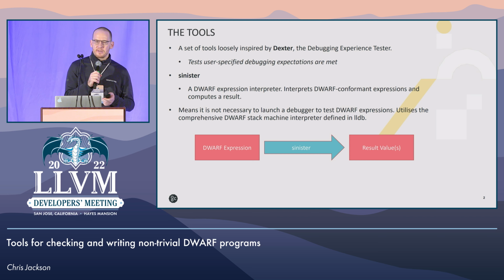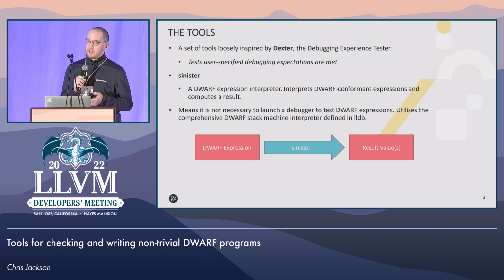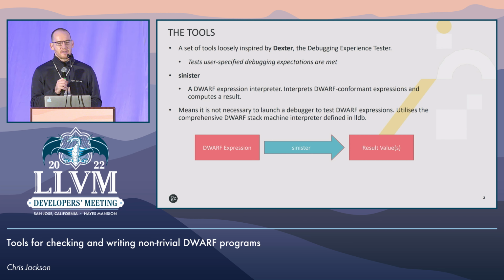The tools are loosely inspired by an existing tool called Dexter, which is used to test that debugging expectations are met. I gained some experience generating and writing non-trivial DWARF expressions while working on salvaging for loop strength reduction. And I was mildly impeded in checking the output because of the complexity of the generated DWARF expressions.